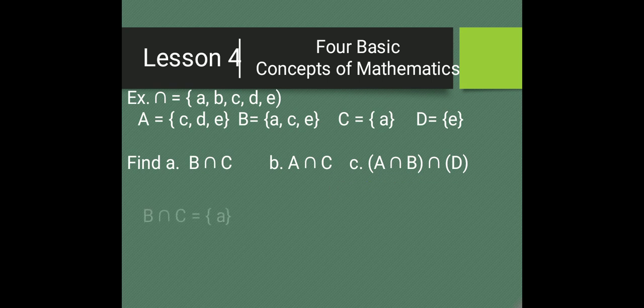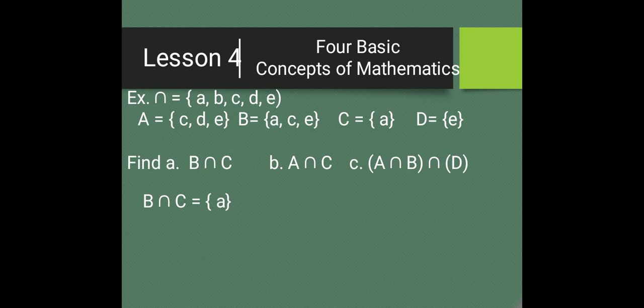B and C. So the answer is, again, pag maghahanap ka, mag-solve ka ng intersection ng sets, kailangan mo lang hanapin yung common sa mga sets nila. So what is the common for the set B and C? So meron lang tayong A. So the intersection of B and C is just the element A. Okay, next one.